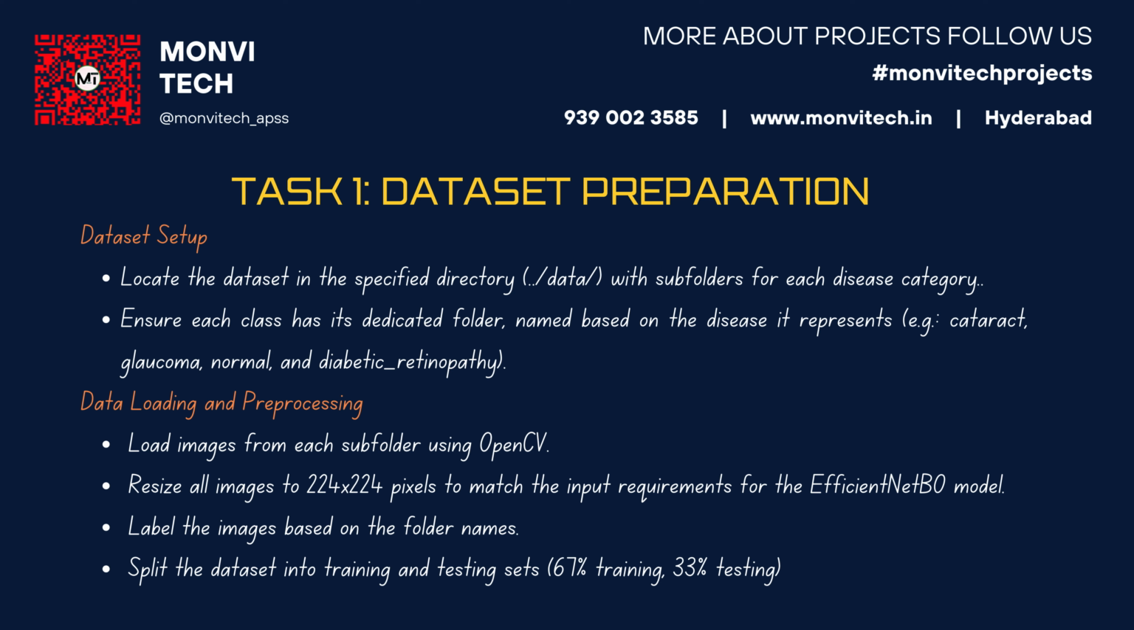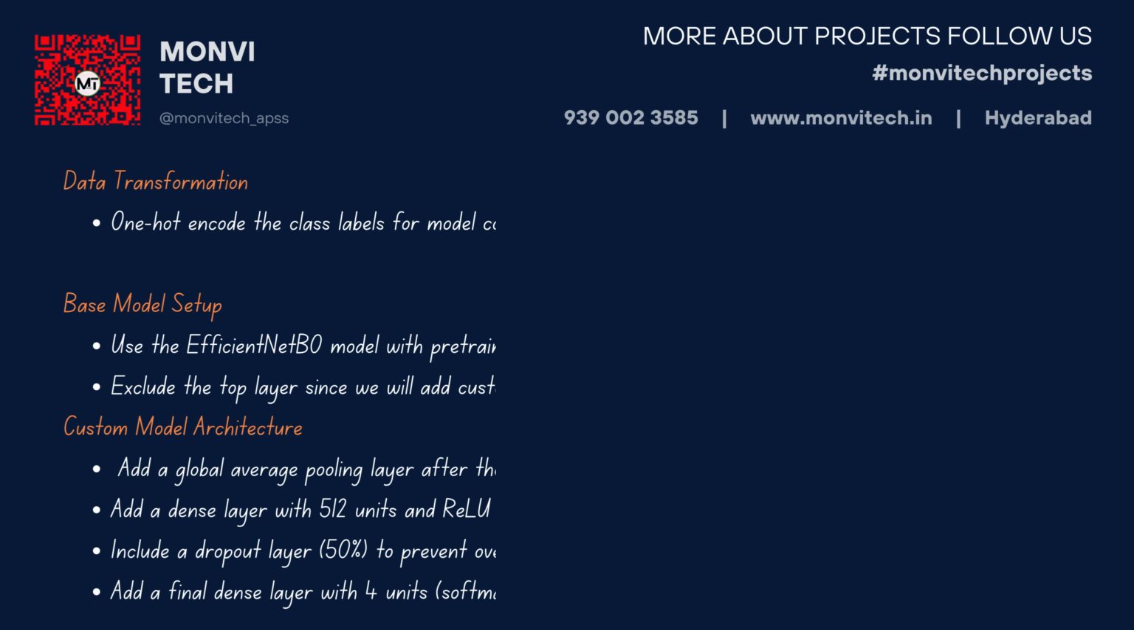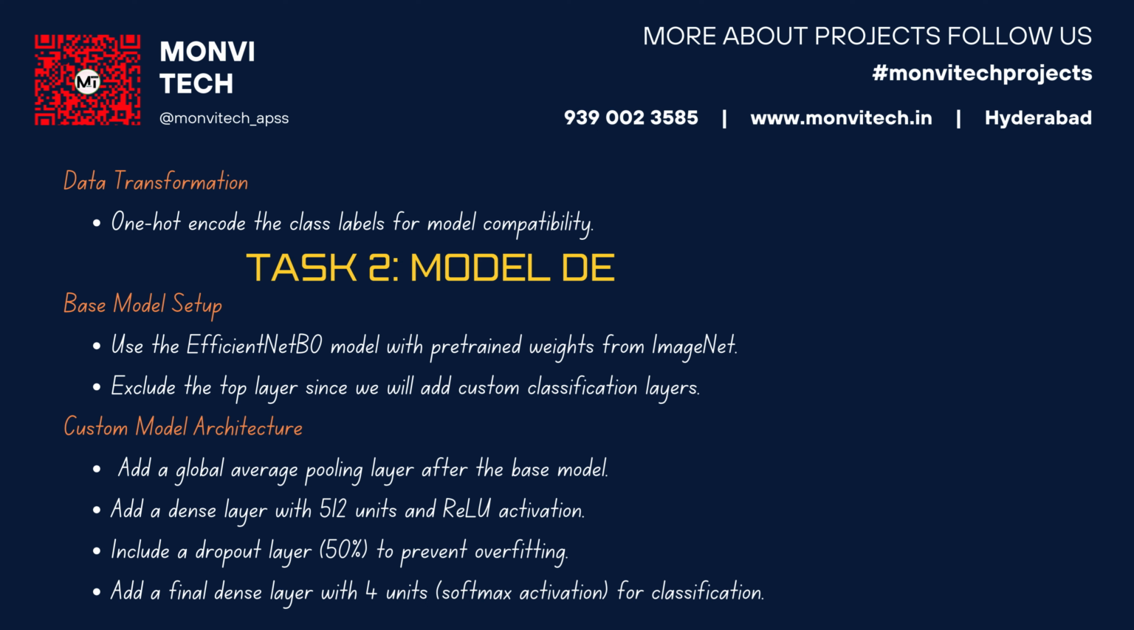Data loading and pre-processing. 1. Load images from each subfolder using OpenCV. 2. Resize all images to 224 by 224 pixels to match the input requirements for the EfficientNetB0 model. 3. Label the images based on the folder names. Split the dataset into training and testing sets, 67% training, 33% testing. Data transformation. 1. One-hot encode the class labels for model compatibility.